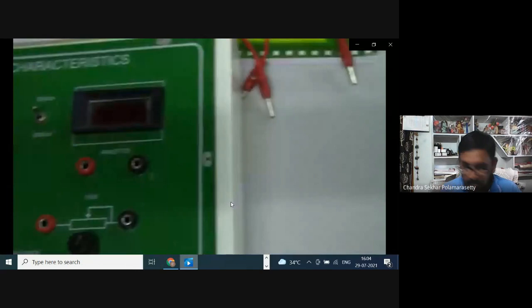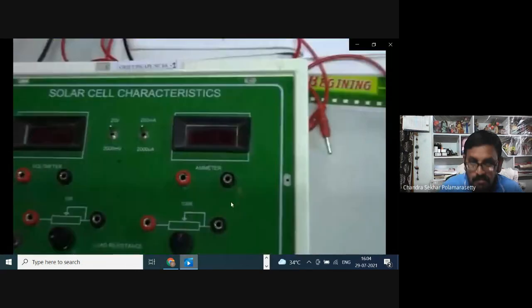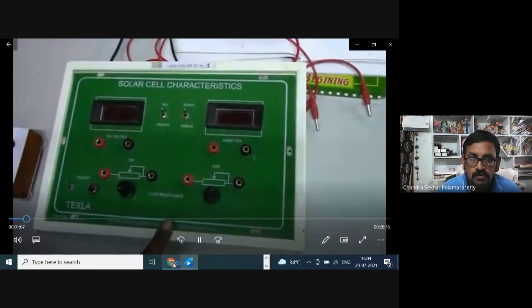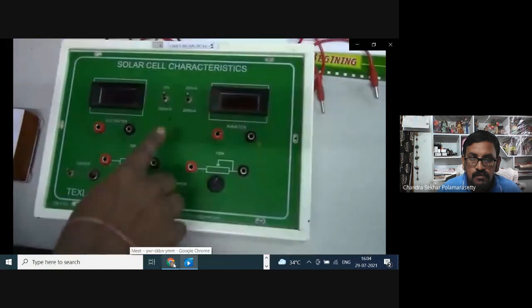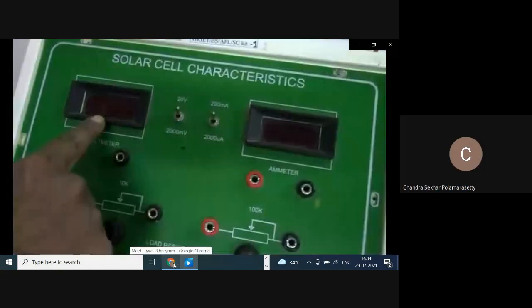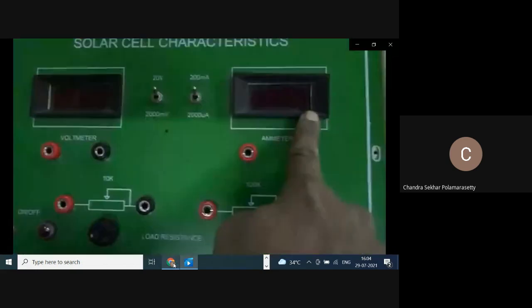And this is the solar panel. This is the solar panel. And the entire setup is called a solar cell. And this is the solar cell positive terminal, and the solar cell negative terminal.